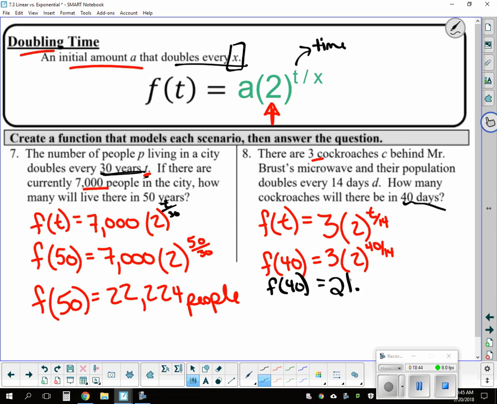21.7, so we can round that to 22 since we're talking about something that has to be in whole numbers. 22 cockroaches. Yuck. Better call the exterminator.